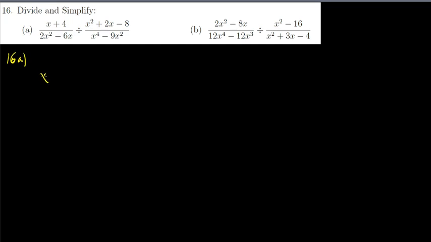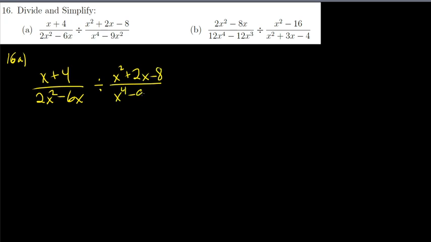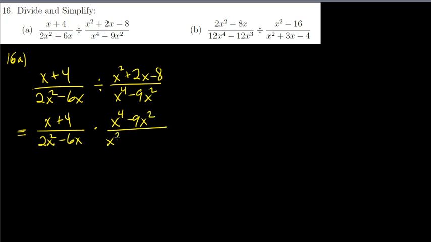So for 16a, we have x plus 4 over 2x squared minus 6x divided by x squared plus 2x minus 8 over x to the 4th minus 9x squared. Well, before you do any factoring, any simplifying, I would just keep change flip. So keep the first fraction. You're going to change the divide to multiply, and then you're just going to flip the second fraction. Right? Just flip it over, take the reciprocal. Okay. So that's the first step. Now it's a multiply problem, right? And we've done several of those already. So let's just do another one.